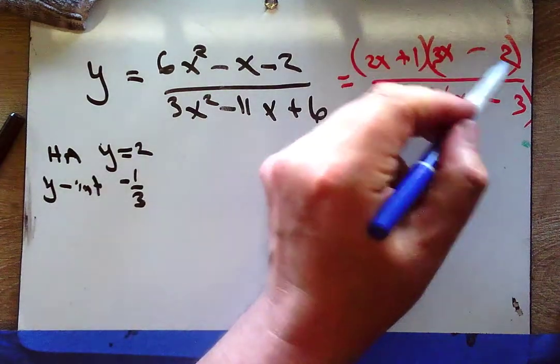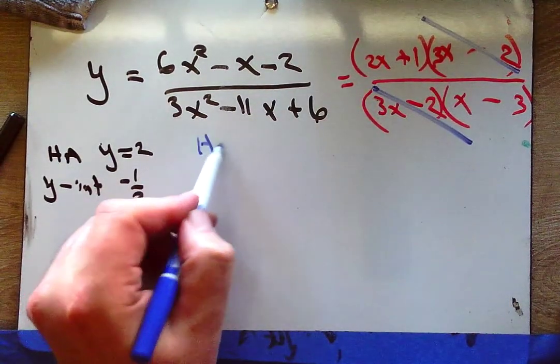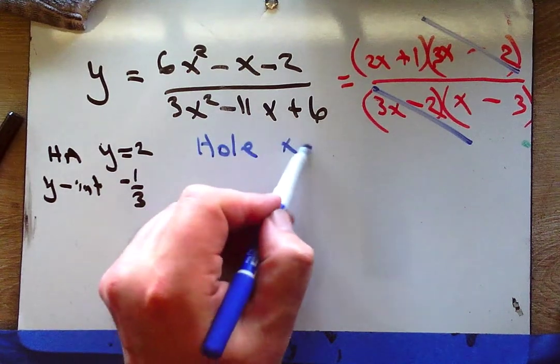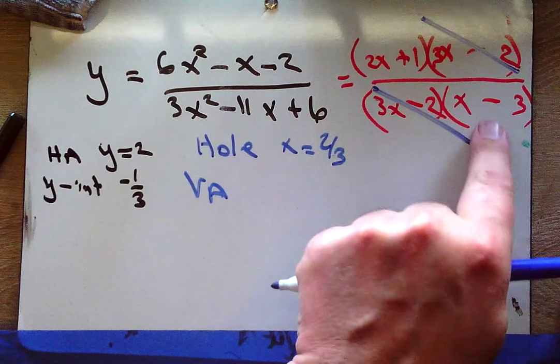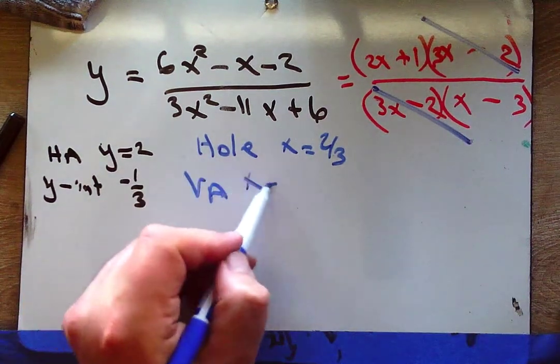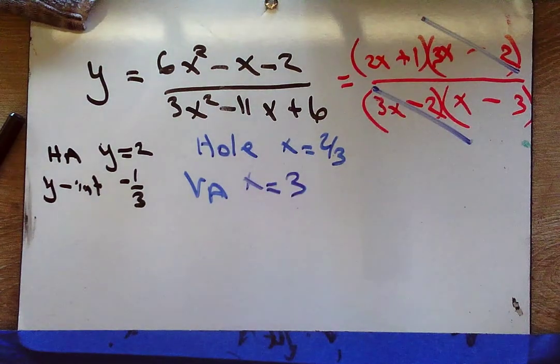Well, these are the same. So what we really know is there's a hole at x equals 2/3. There's a vertical asymptote only here at 3. There's only an x-intercept here at negative 1/2.